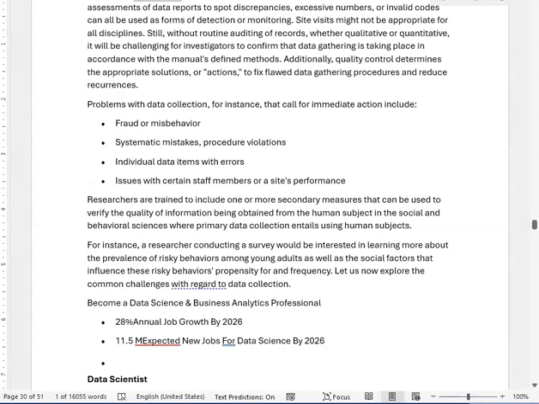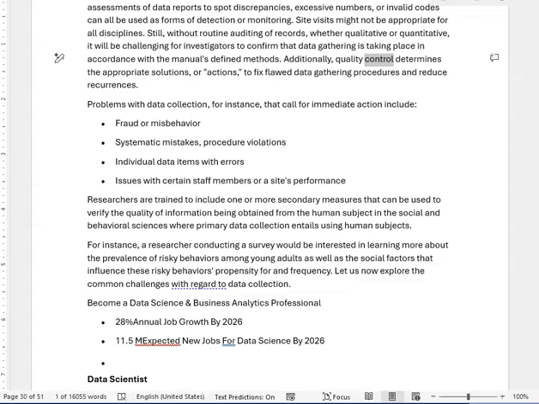Direct staff observation, conference calls during site visits, or frequent or routine assessments of data reports to spot discrepancies, excessive numbers, or invalid codes can all be used as forms of detection or monitoring. Site visits might not be appropriate for all disciplines. Still, without routine auditing of records, whether qualitative or quantitative, it will be challenging for investigators to confirm that data gathering is taking place in accordance with the manual's defined methods.